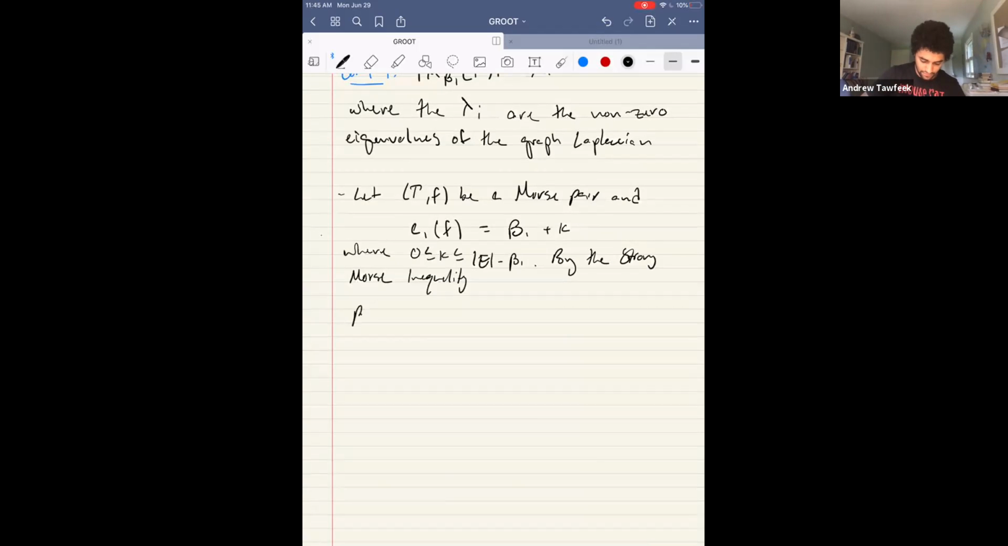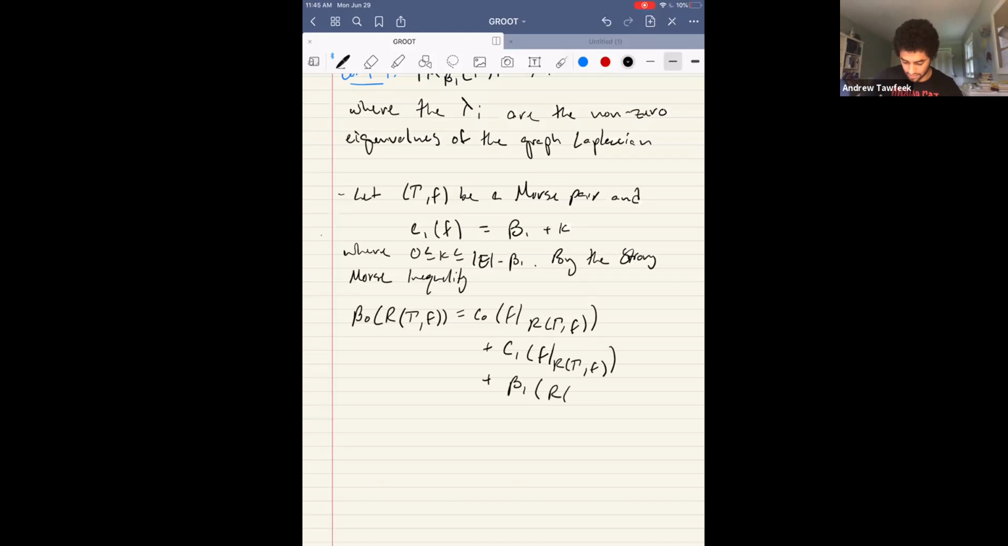What is it? We have this. So I imagine this is probably at the point where most of you already see what I'm doing, and I'm just wasting time. Our gamma f plus C1 of f. So this is just restricting, plus B1 of R of gamma f. And this is all equal to C0.